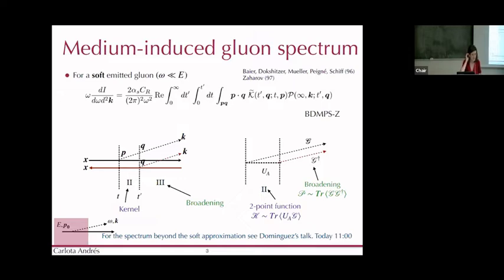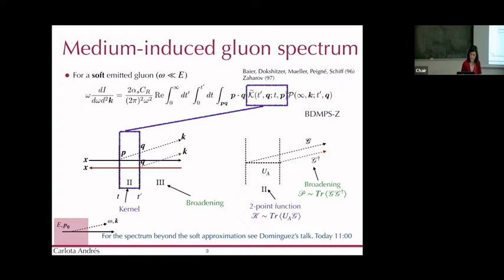So, this is basically the result of computing this diagram. And this was developed already in the 90s by BDMPS. And this is our spectrum for the emission. So this is the spectrum differential in k_T and differential in the energy of the gluon. And this is always in this soft limit, so omega is much smaller than the energy. And actually in this soft limit, the expression looks quite compact.